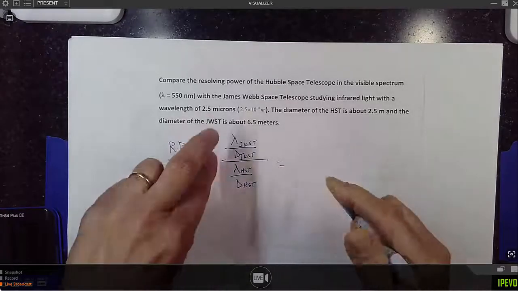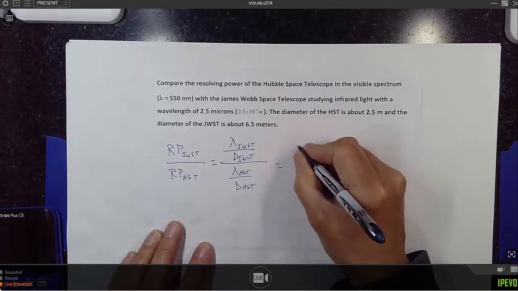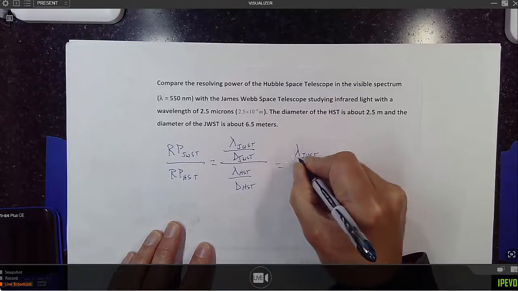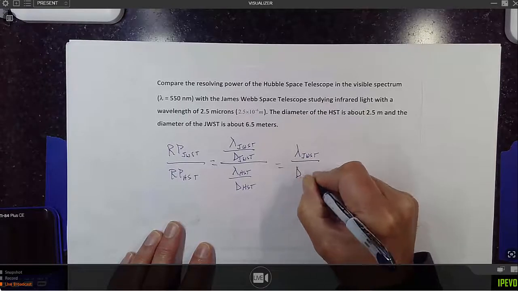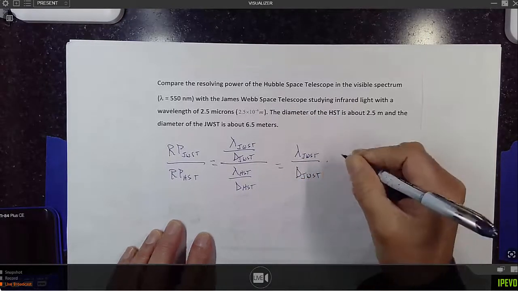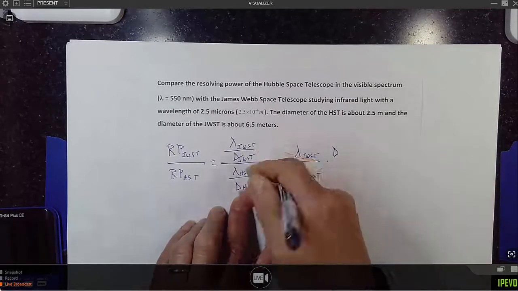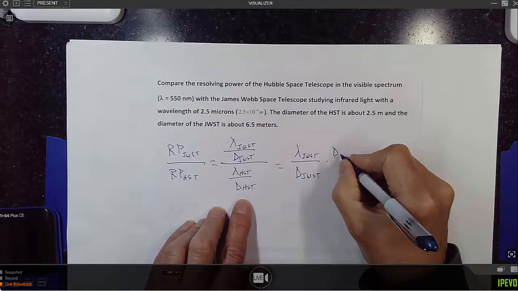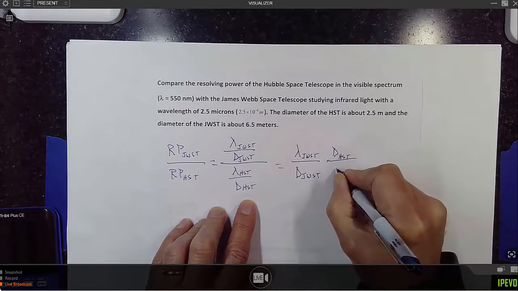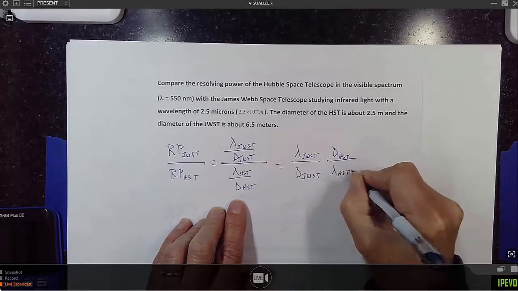And as before, when you divide by a fraction, you invert and multiply, so I'll get lambda for the James Webb Space Telescope divided by the diameter of that one times the diameter, remember I invert the bottom, diameter of the Hubble Space Telescope divided by the wavelength that the Hubble Space Telescope uses.